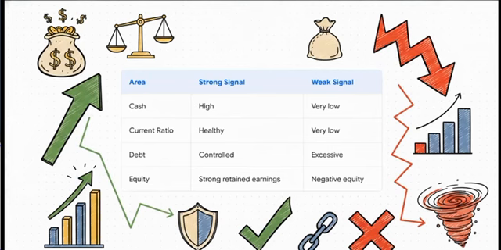This little scorecard here really lays it all out. What are analysts looking for? Well, they want to see strong signals, right? Lots of cash, a healthy current ratio, debt that's under control, and a solid base of equity. On the flip side, the red flags are pretty obvious. Barely any cash, way too much debt, or the big one, negative equity. That's a huge danger sign.